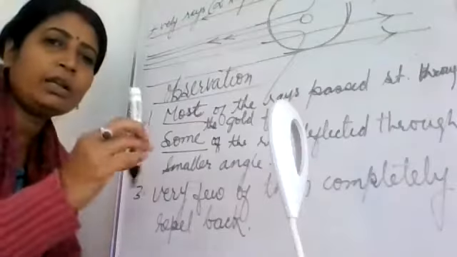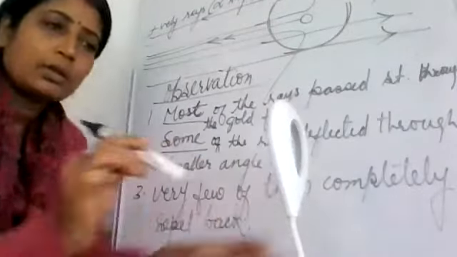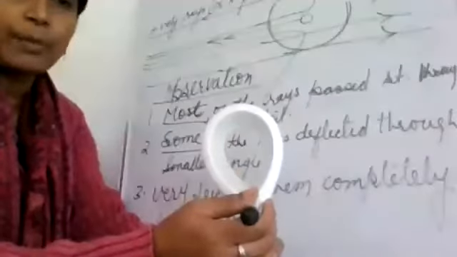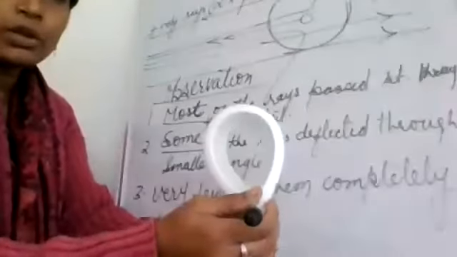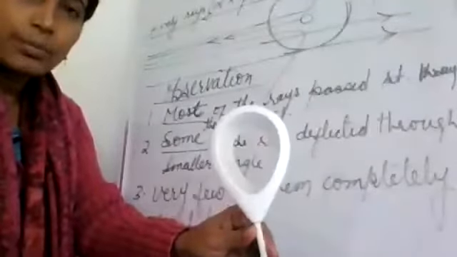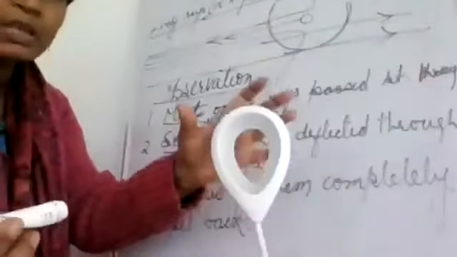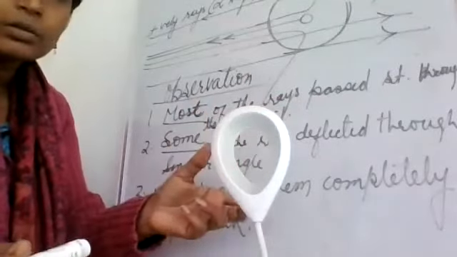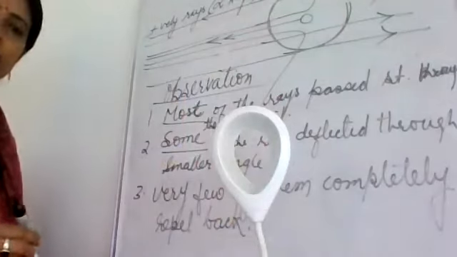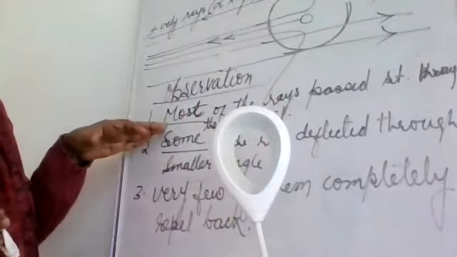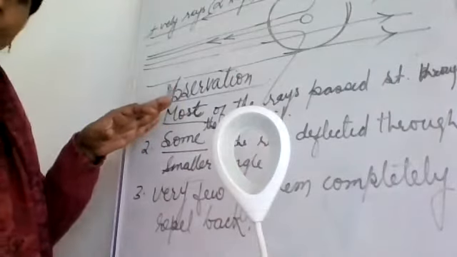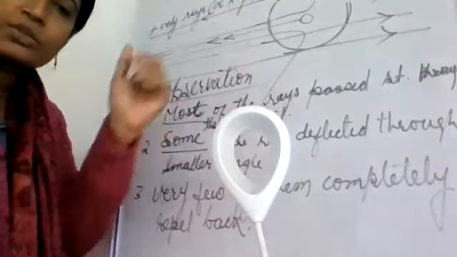But when it will strike this point, अगर ये इस point पे strike करेगा, then what is going to happen? It is going to repel back. Since most of the space in an atom is empty, most of the rays just pass straight away. What conclusion do we draw from the first point? Most of the space inside the atom is empty. That's why the rays pass straight away.